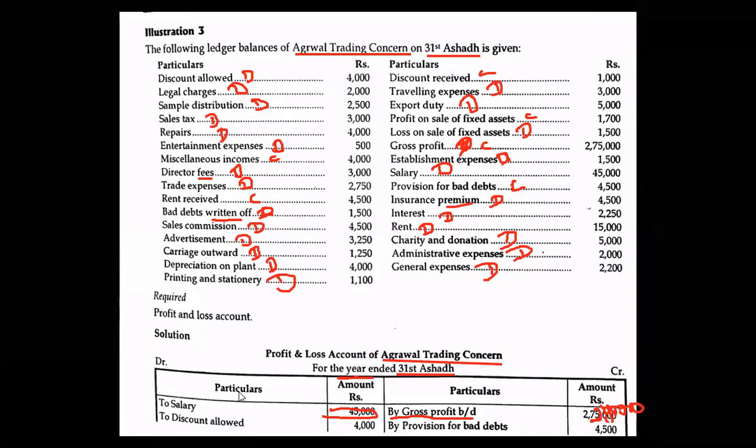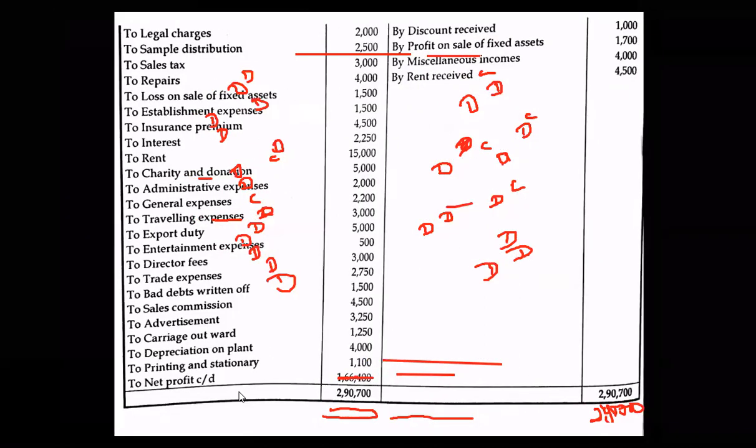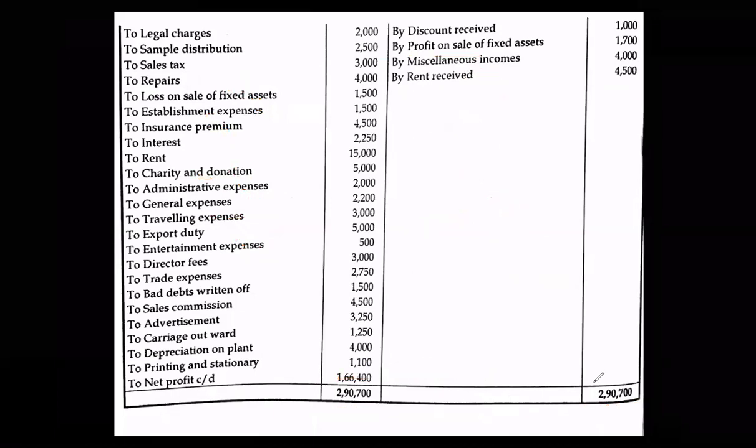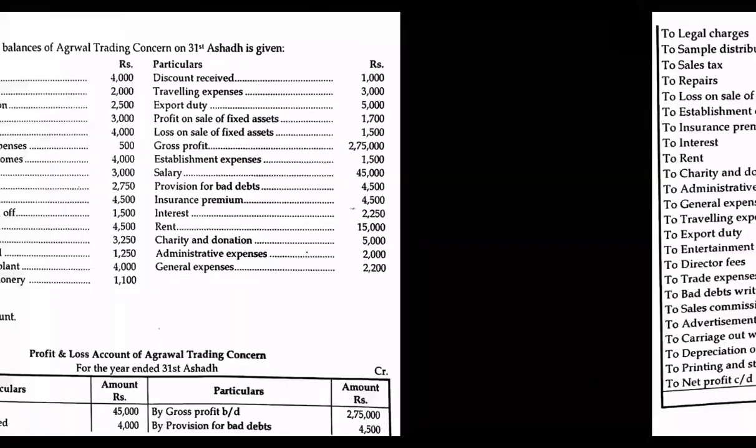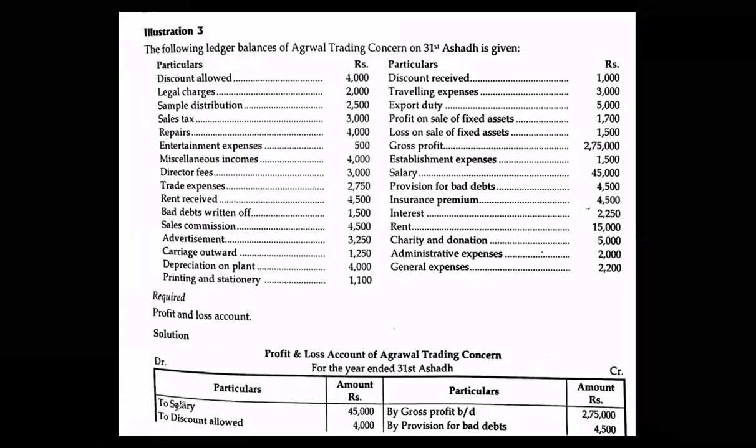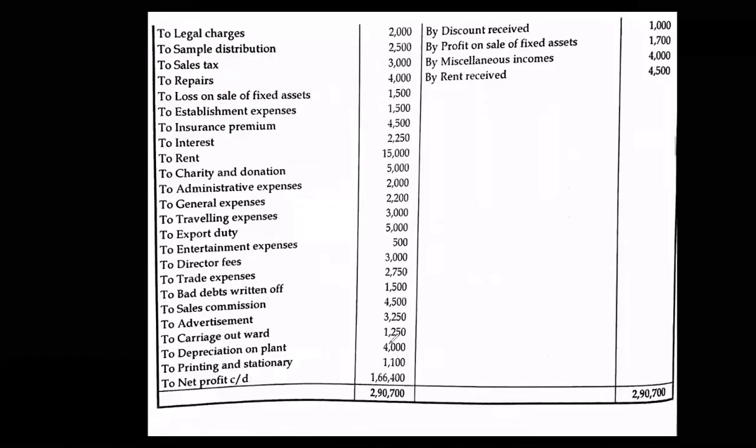Okay, we have less than 1 minute. Did you complete? This is your answer, right? What is your data? Two lines are here, salary and discount, and the remaining is over here.